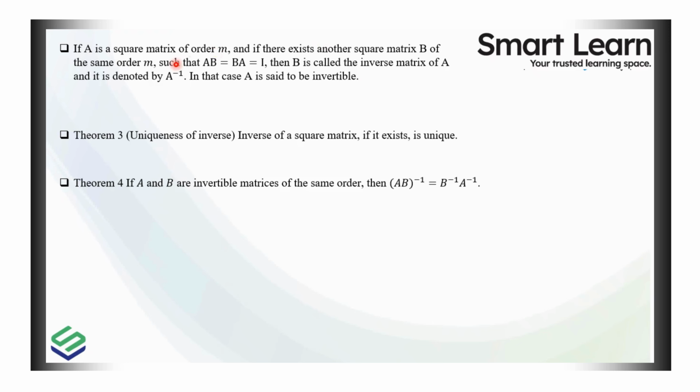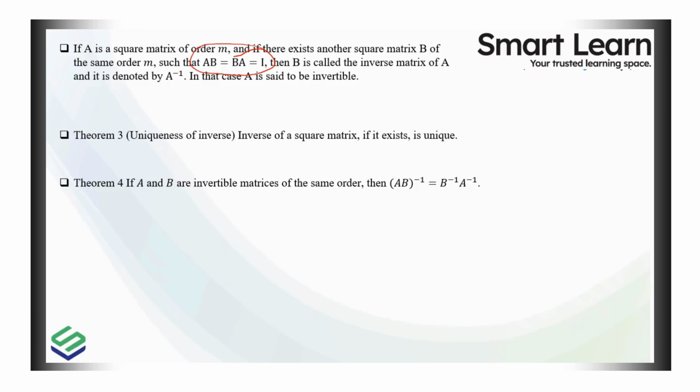Here A is a square matrix of order m, and if there exists another square matrix B of the same order m such that AB is equal to BA is equal to I, that means this B is called the inverse matrix of A and it is denoted by A inverse. We will read it as A inverse. In that case only we will say A is said to be invertible. This condition is very important. This condition will be asked in your exam.